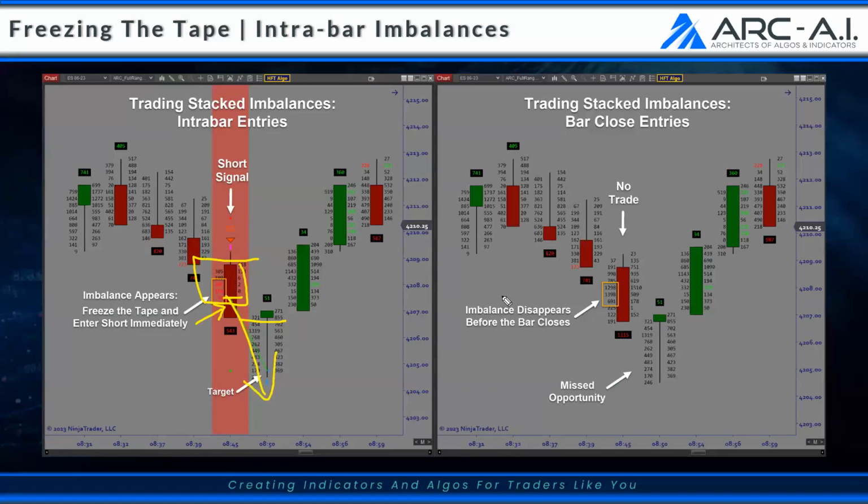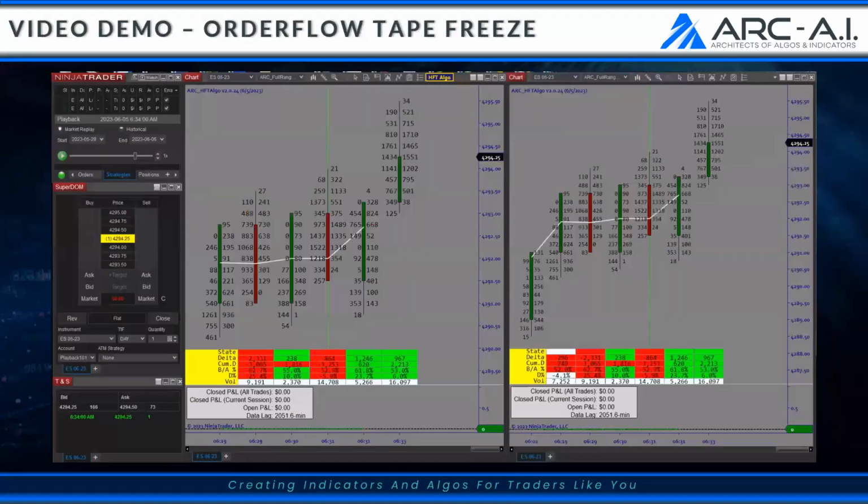The imbalance we can see here on the left, we can see the imbalance right here, right? Well, if we look over to the right, this is the same exact chart. This is what everybody else is trading. And you notice no stacked imbalances. So the bar closes, everybody's still waiting for a signal. Meanwhile, price left without them. It already hit targets and moved on without them. So really, really powerful when you're able to freeze the tape.